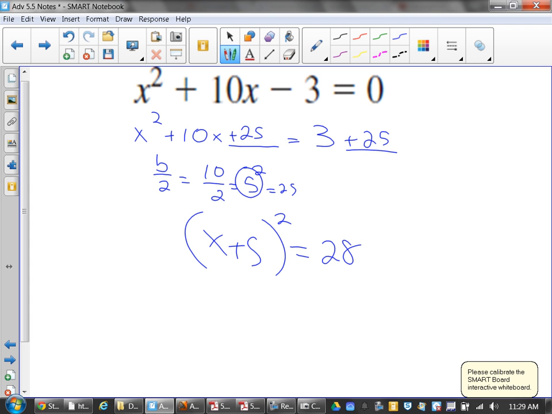Wait, so you automatically bring down half of b? Half of b always goes in the term in the parentheses. When you square it, you add that square to both sides.